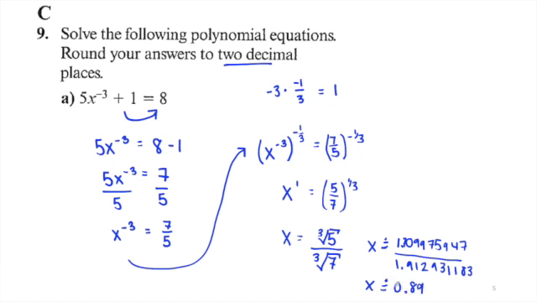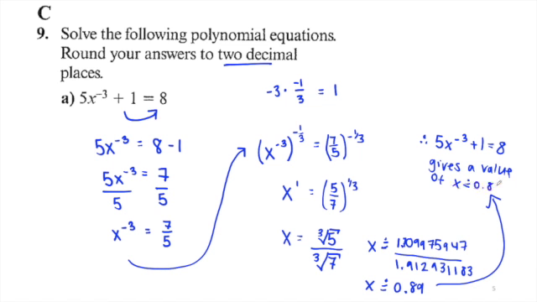Okay, so therefore 5x to the negative 3 plus 1 equals 8 gives a value of x approximately 0.89 when you solve it. Okay, so that one's a little bit trickier just because of this negative exponent, but don't let that freak you out. Remember, a negative times a negative just becomes a positive.